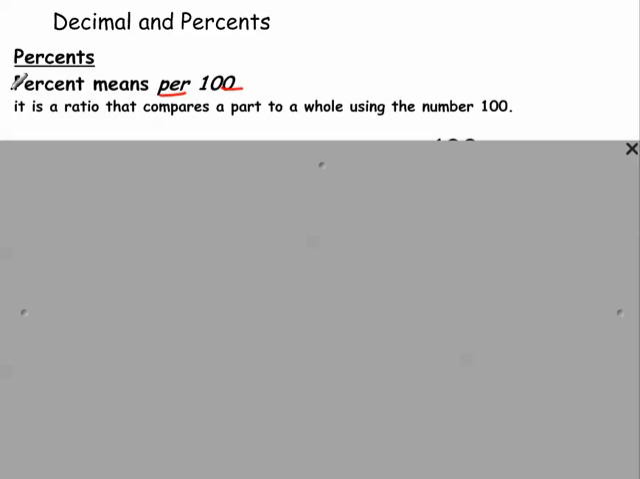You don't have to write this down. I'll let you know when you need to start writing down notes. But just so you know, percent is based on 100. The word percent actually means per 100. So a percent is a ratio that compares a part to a whole using the number 100. So for example, if I say 85% of the people like candy, that means that 85 out of every 100 that I surveyed liked candy. So it's always out of 100.